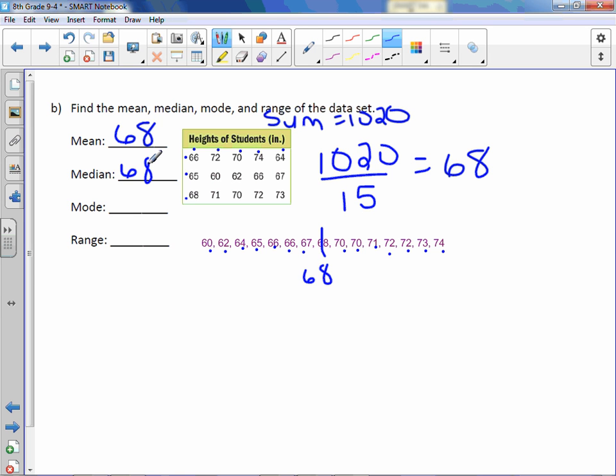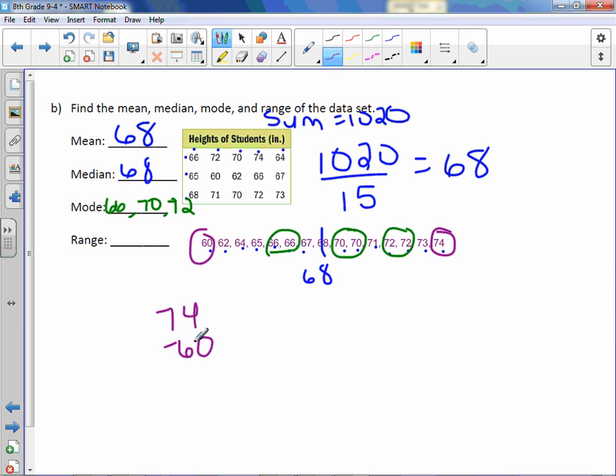Now the mode, the number that's occurring the most often. Well, it looks like we've got 66 that occurs twice. We have 70 that occurs twice, and we have 72 that occurs twice. So all 3 of those are considered the mode: 66, 70, and 72. For the range, we're going to take our largest number of 74 and subtract our lowest number of 60, and we get a range of 14.